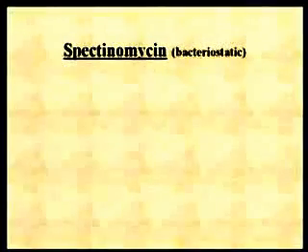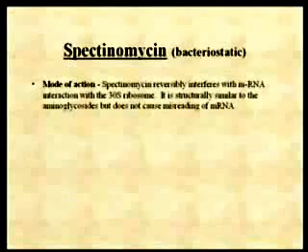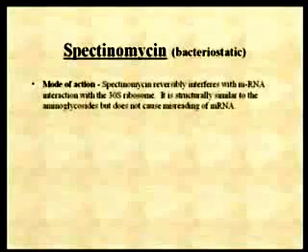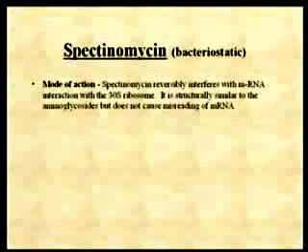Okay, the third antibiotic that works at the 30S ribosomal subunit is spectinomycin, and spectinomycin interferes with the association of the messenger RNA with the 30S ribosome. So you cannot form the 30S initiation complex. The messenger RNA can't bind.